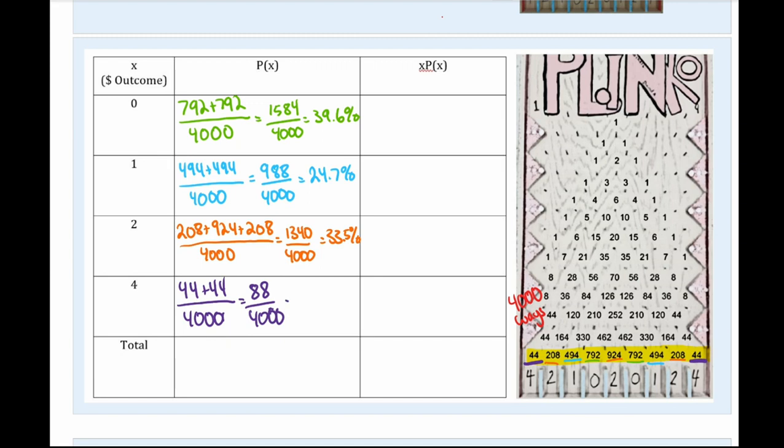88 divided by 4,000 works out to 2.2%. Now, if we go through and add up all of our probabilities, we should find out, hopefully, that it equals 100%. In this case, it does. If you're off slightly, it could just be because you rounded some of your percents, depending on what you rounded them to. So it's okay if you're off a little bit, just keep that in mind.